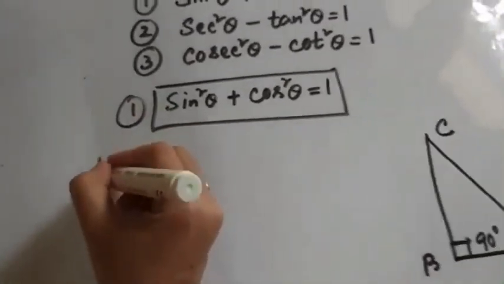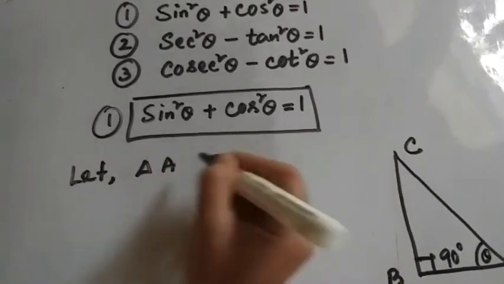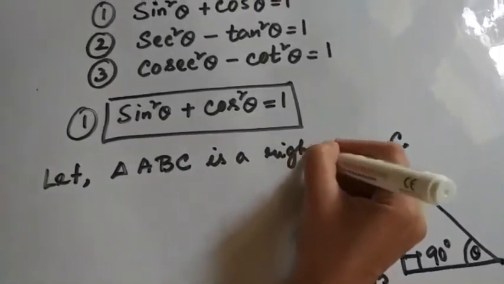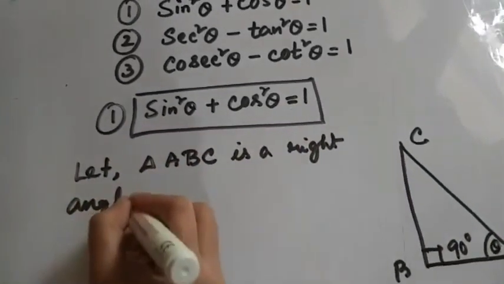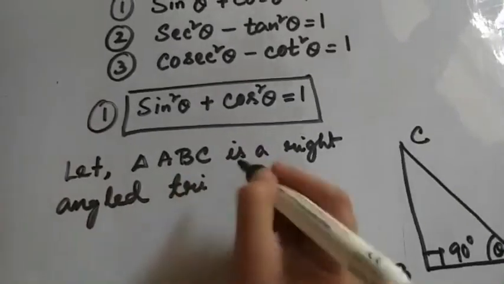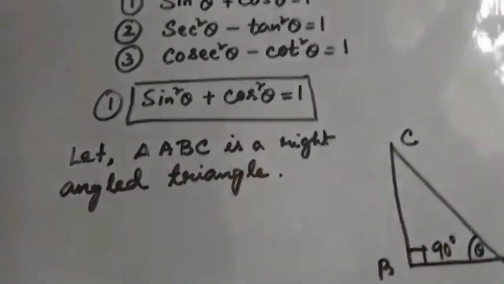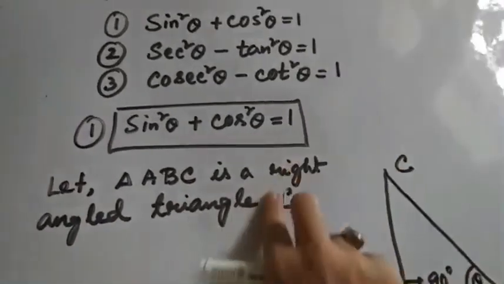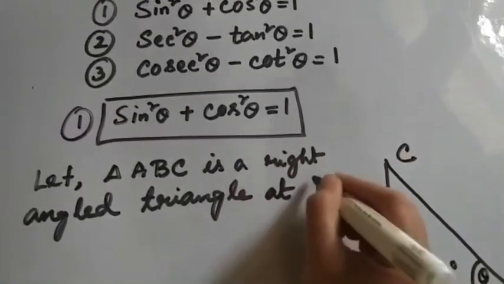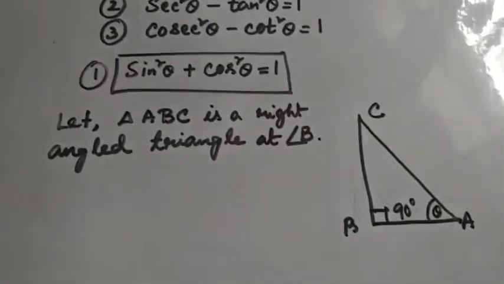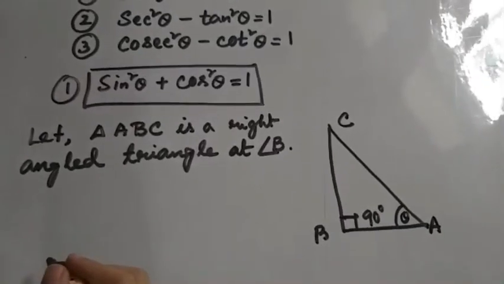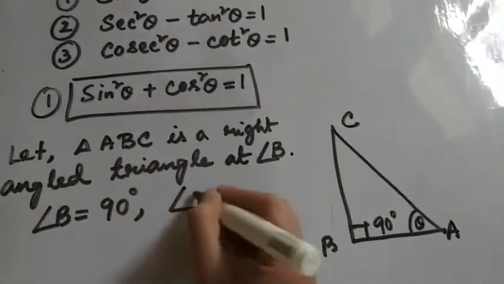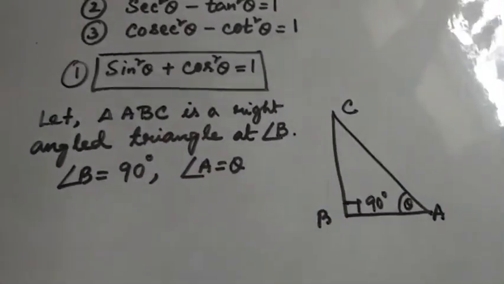Now I am writing, let triangle ABC be a right angled triangle. Right angled at which angle? Angle B. And what is given in the question? Angle B equals 90 degrees and angle A equals theta. That we have already known.